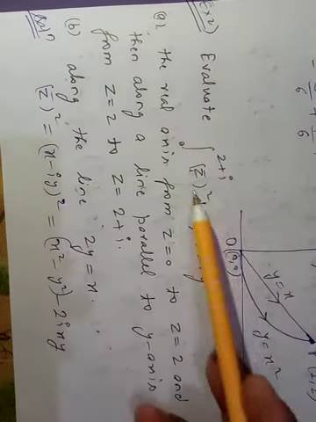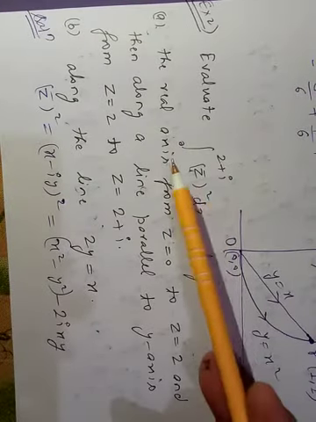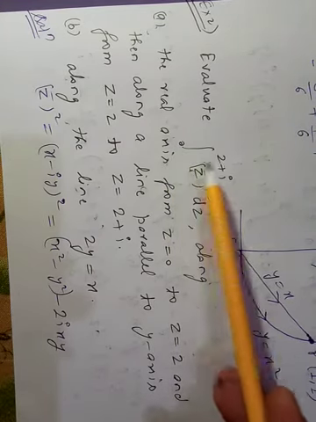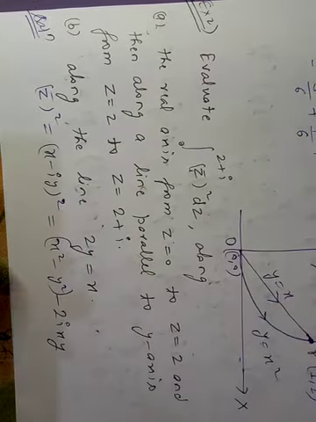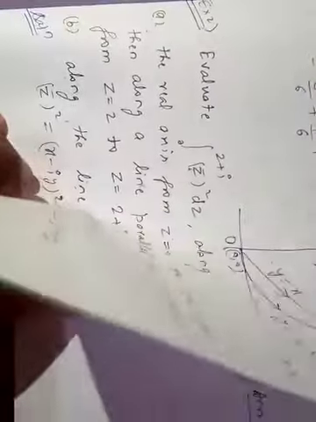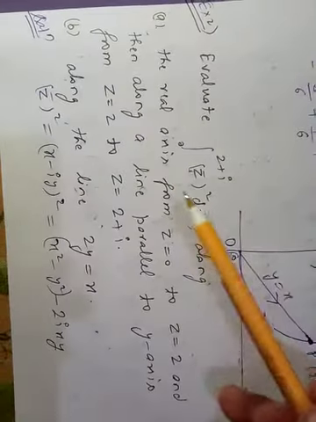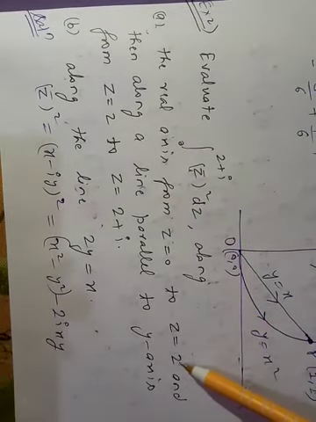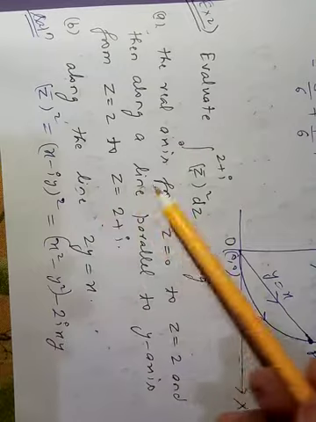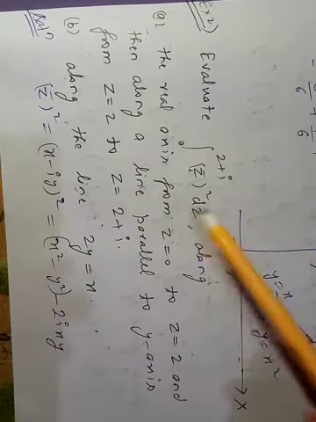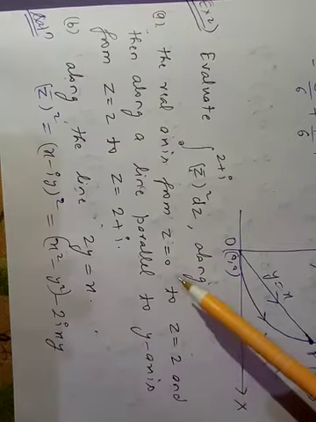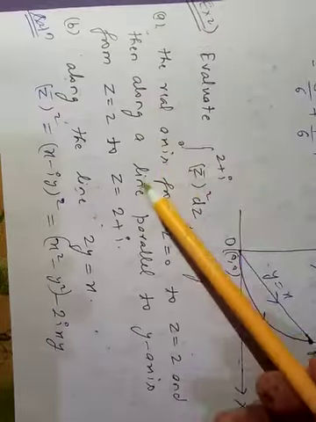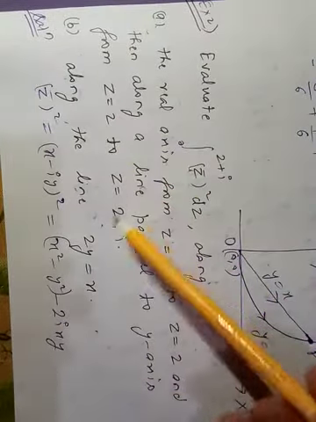Suppose this is the function mod z bar square, and we need to evaluate its line integral between the point z equal to 0 to z equal to 2 plus i. So you can see first of all its curve. For this integral we have two parts: first we integrate along the real axis from z equal to 0 to z equal to 2, and then along a line parallel to the y axis from z equal to 2 to z equal to 2 plus i.